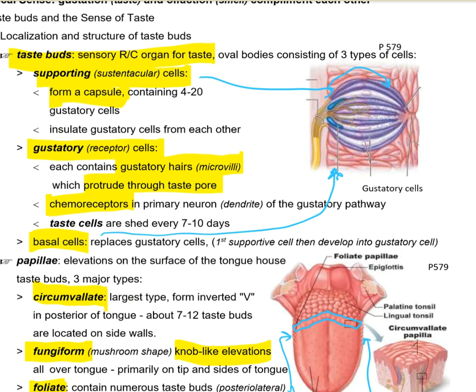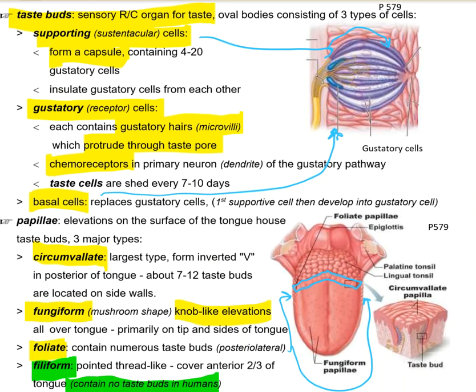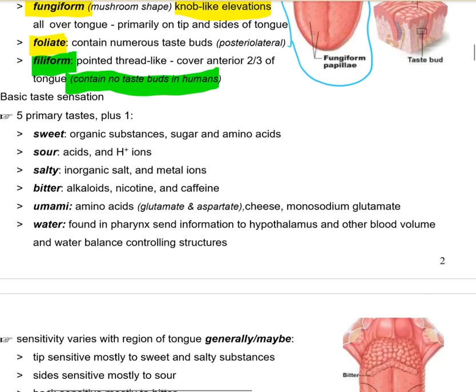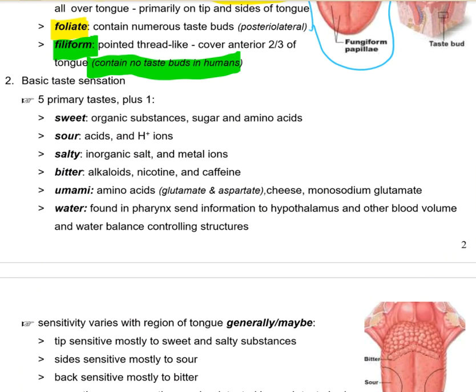All right, so those are our three different cell types: supporting, gustatory, basal. These gustatory cells will die off, and we can replace them with new ones using the basal cells. So that's good. Now, there are 5 primary tastes, and then an extra thing that we taste, kind of. So we have sweet, sour, salty, bitter. Those were the 4 primary tastes when I was a young child, and now we've added the 5th one, umami.